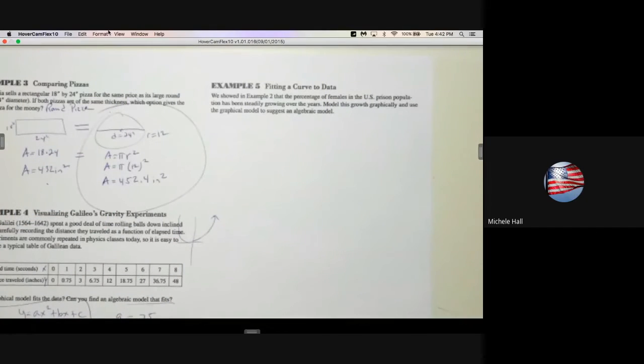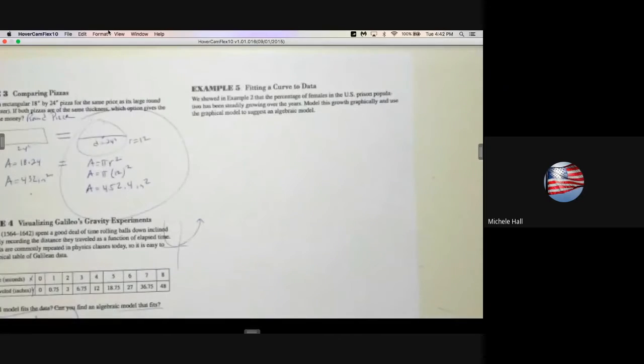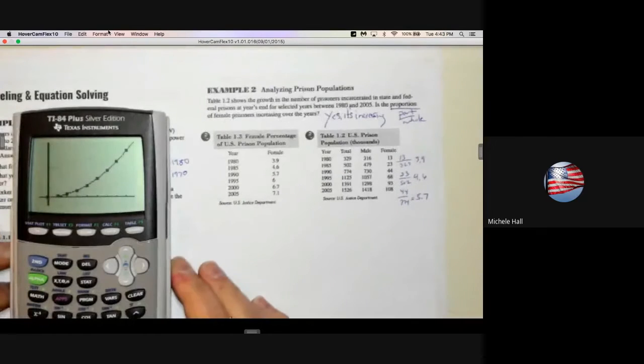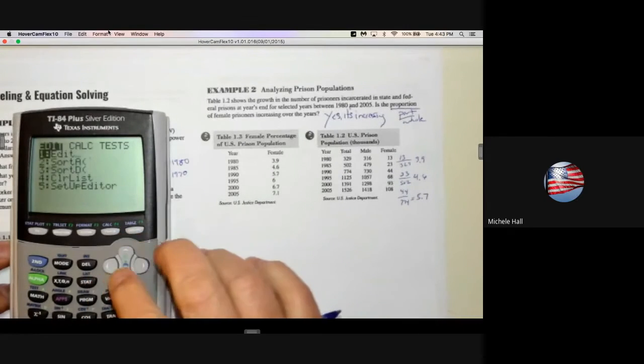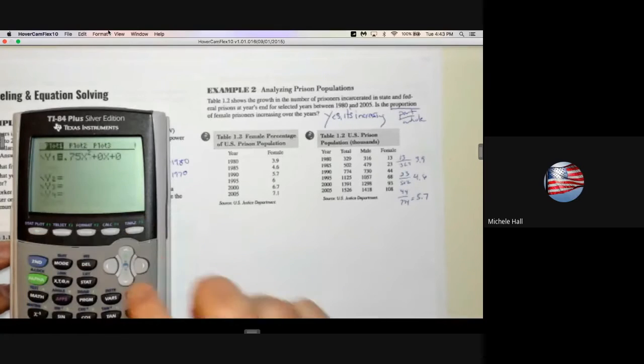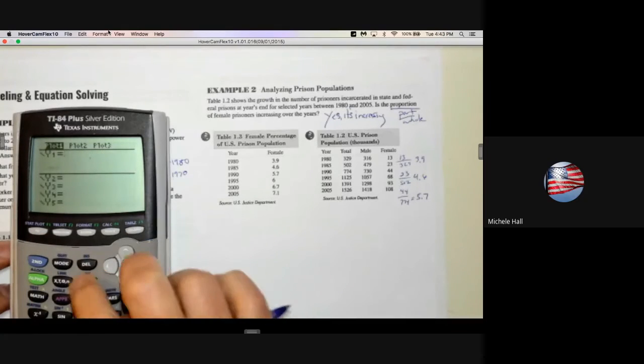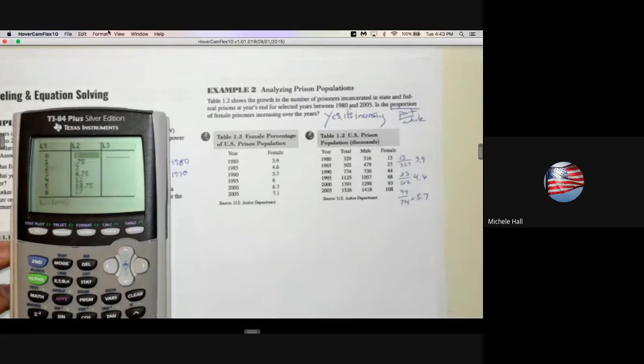We showed in example 2 that the percentage of females in the U.S. prison population had been steadily growing over the years. Model this growth graphically and use a graphing model to suggest an algebraic model. All right. I am going to go to stats. Before I go there, I'm going to go to y equals, clear out my data, go to stats. We're going to edit the list, clear my data by going up, clear, clear.